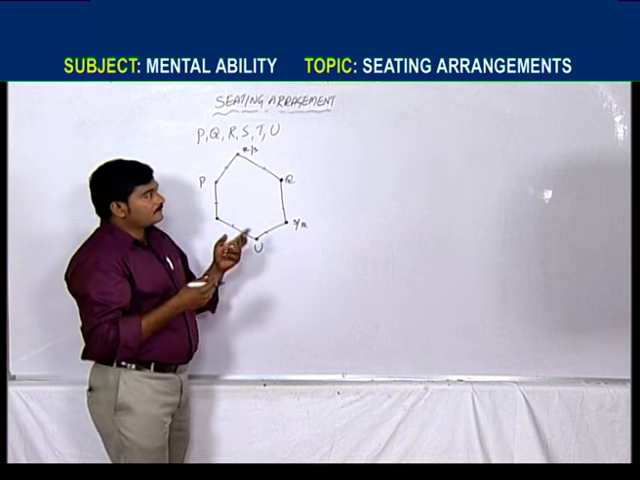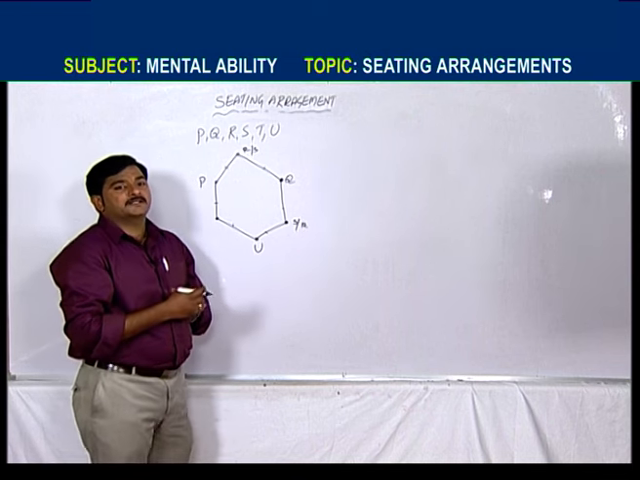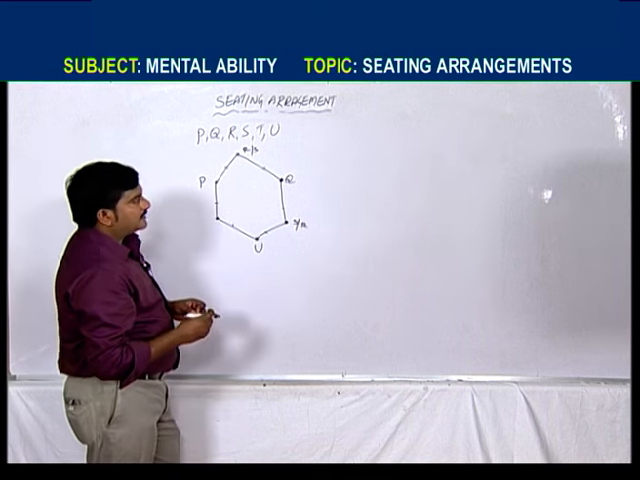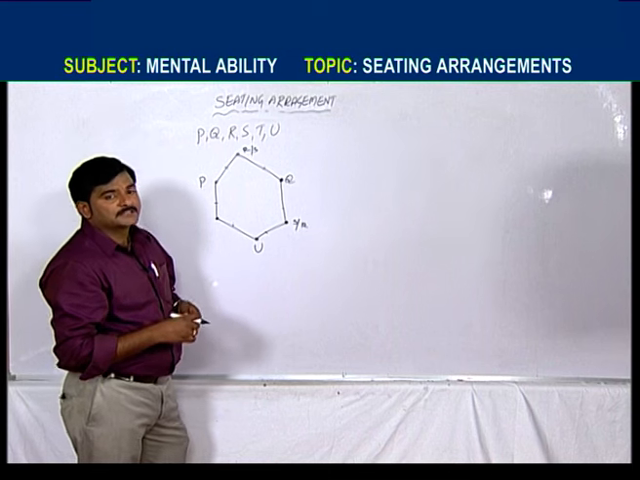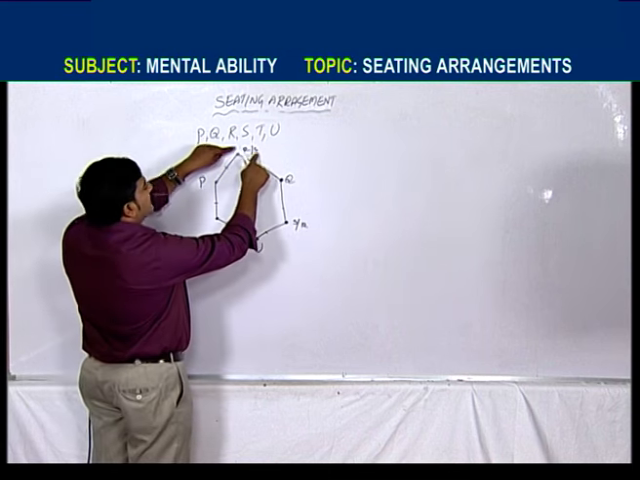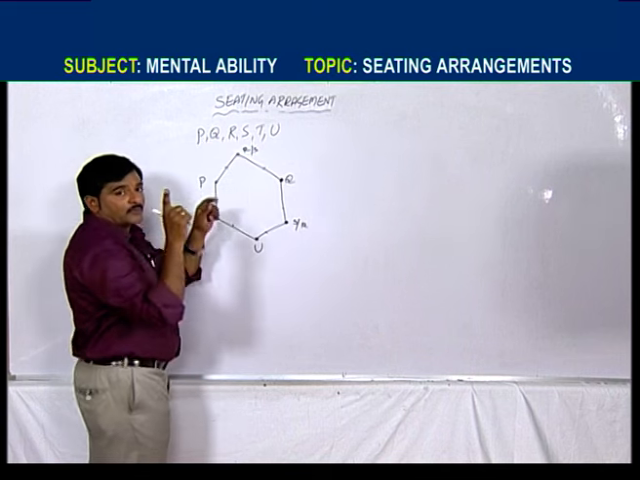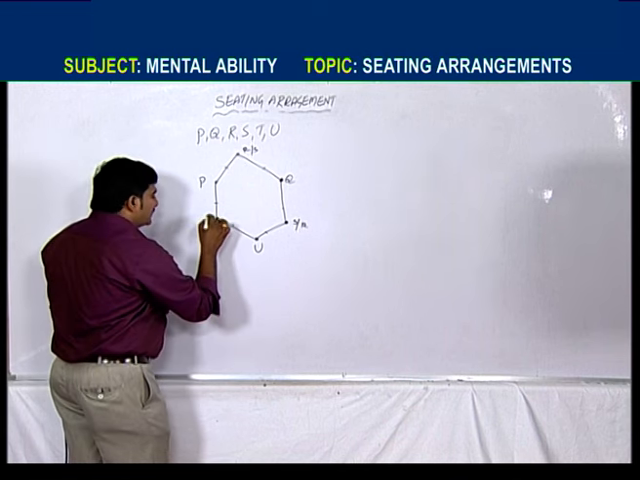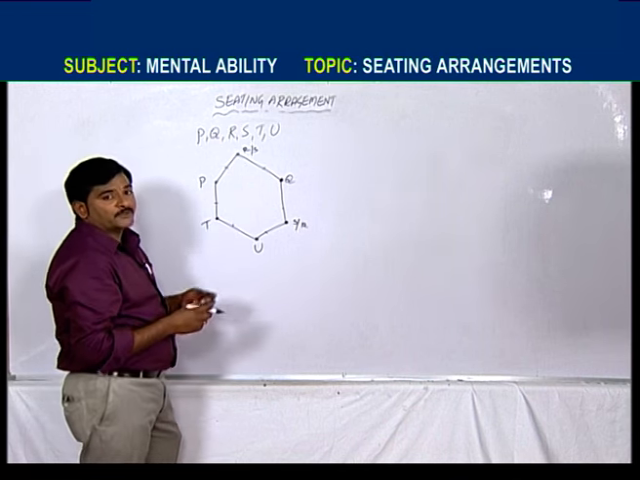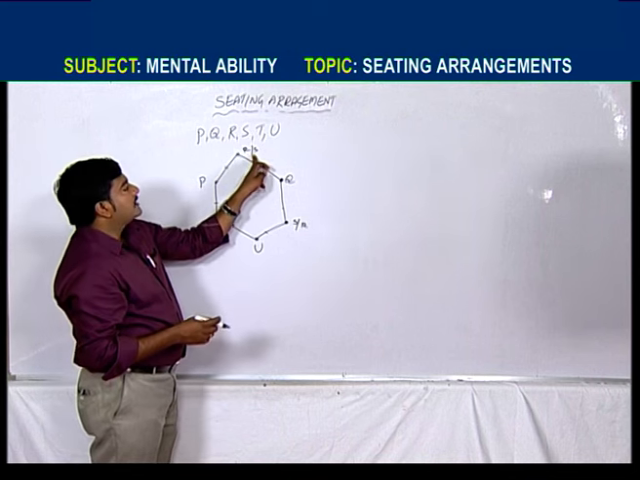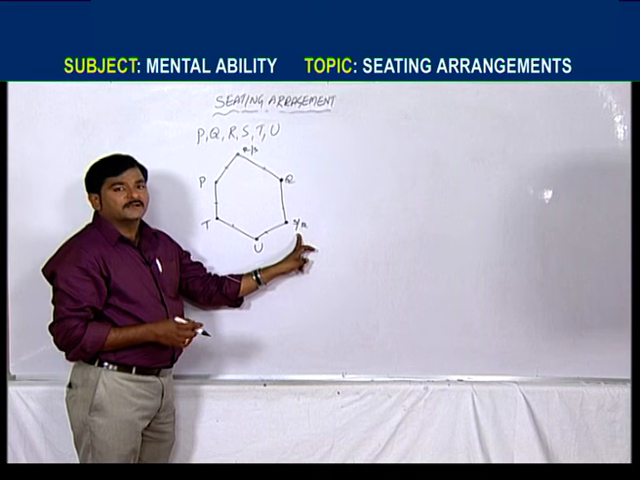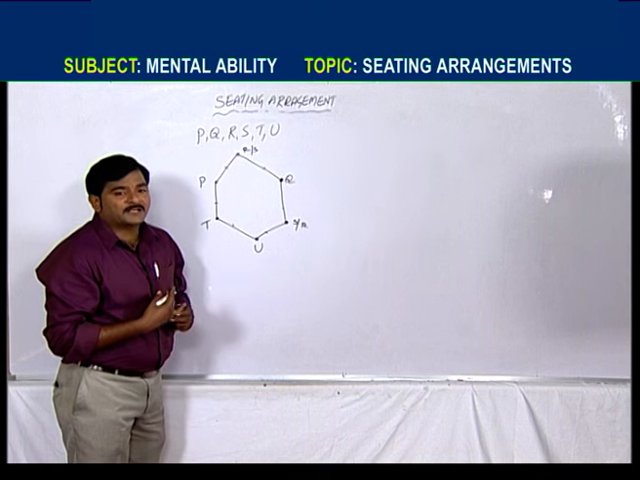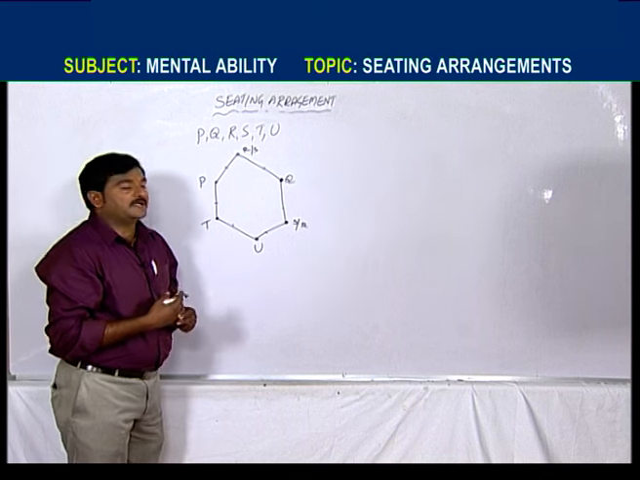What is the next condition? T is second to the left of S. For example, think that I am taking S here. I have only one corner left, and there is no doubt who is going to sit there: T is going to sit there. There is no other option. Now whether you get RS or SR here, you have to decide. To decide this, he mentioned one direct condition: T is second to the left of S.